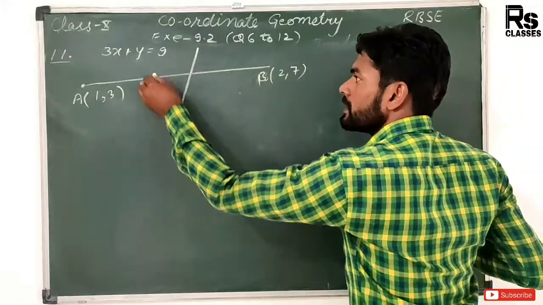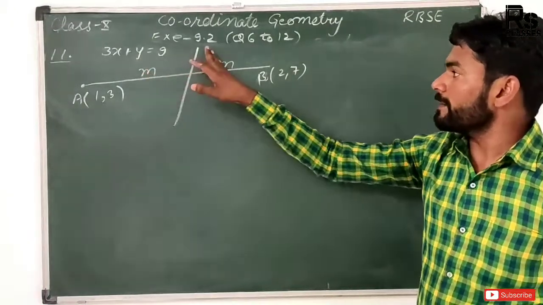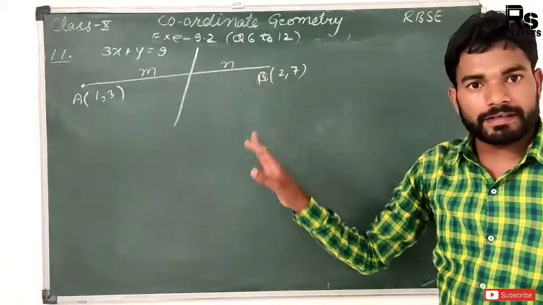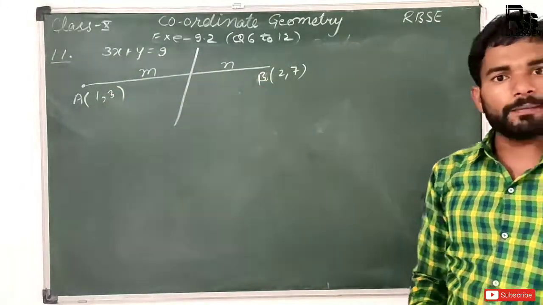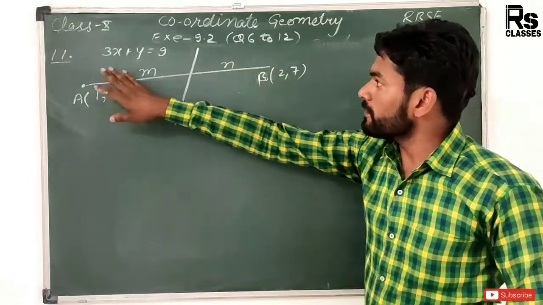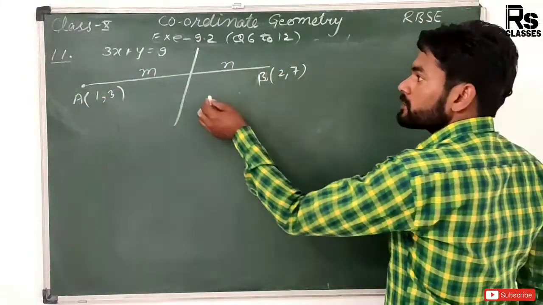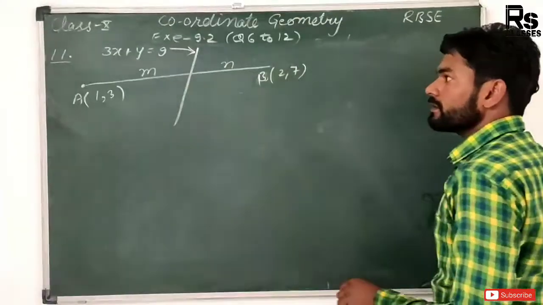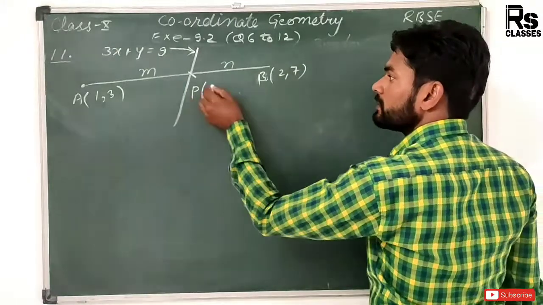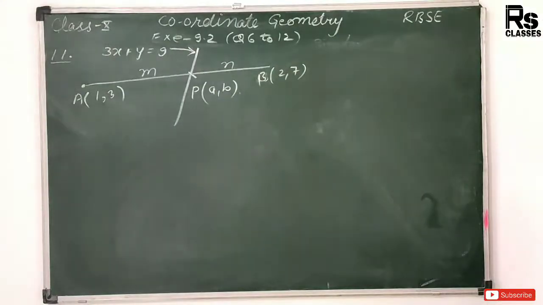So let's suppose this ratio is m ratio n. If the value of m ratio n is positive, we will say that this line divides the line segment internally, and if the value of m ratio n is negative, then we will say that this line divides AB externally. So this is the equation of this line. Assume this is the point P at which the line meets AB. Clear?